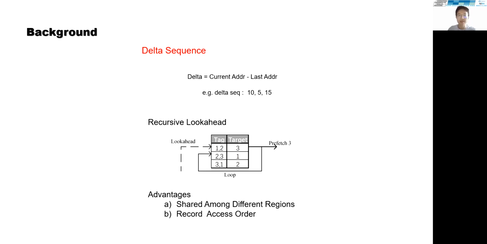For delta sequences, there is a special predicting strategy, named recursive look-ahead. The main idea of recursive look-ahead is to recursively calculate the next delta sequence based on previous sequences to reconstruct a complete pattern.